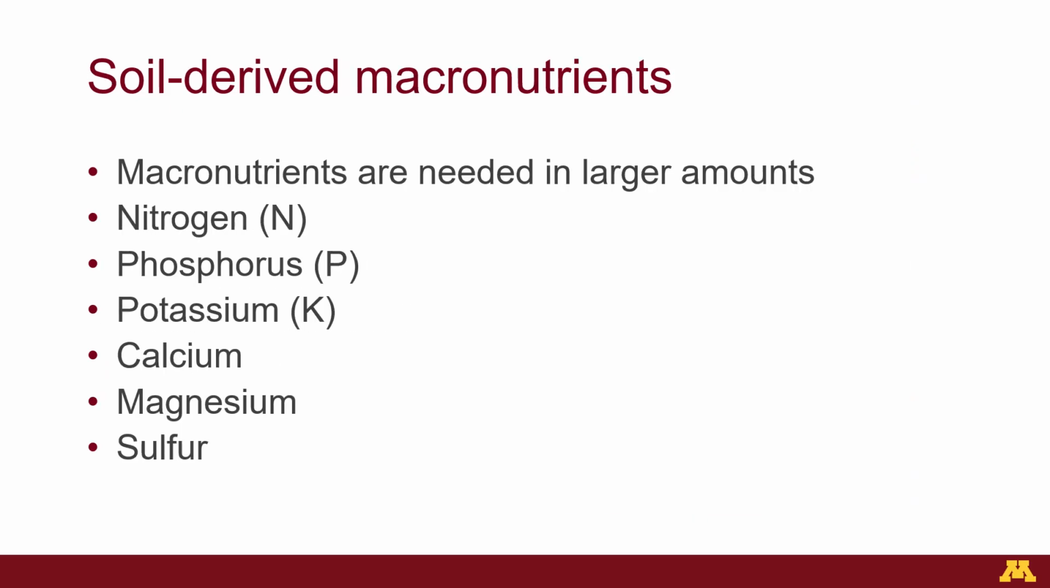Every crop will need a slightly different balance of nutrients. The nutrients that plants need in larger quantities are called macronutrients. Nitrogen, phosphorus, and potassium, or NPK, are the big three, or primary nutrients, that plants obtain from soil. However, calcium, magnesium, and sulfur are also essential macronutrients for all plants.